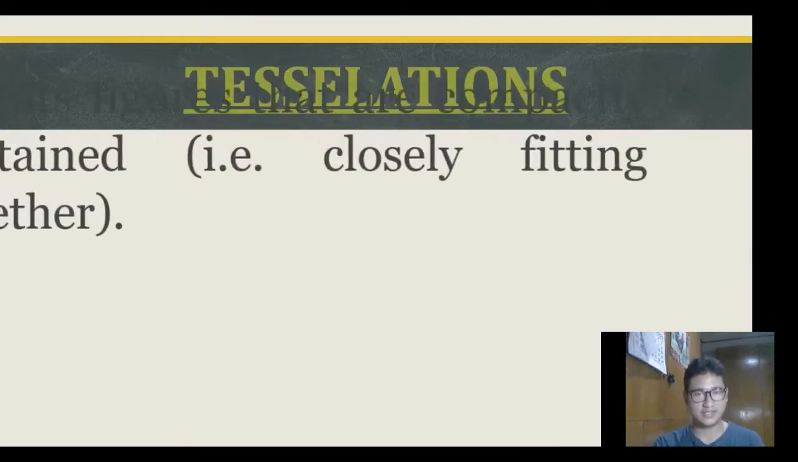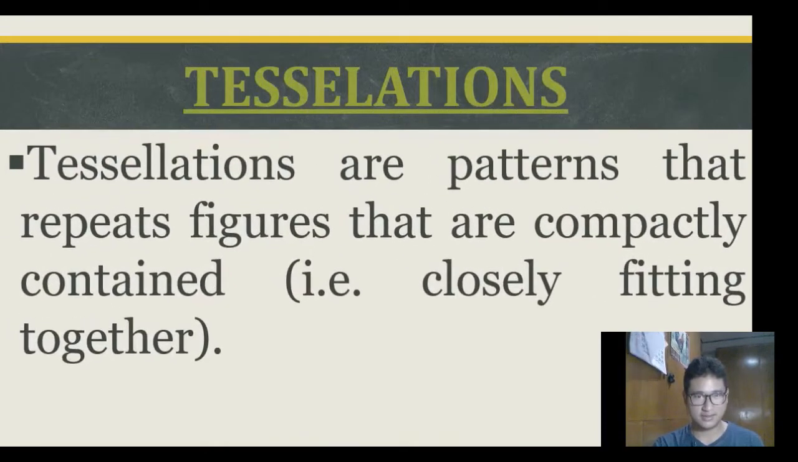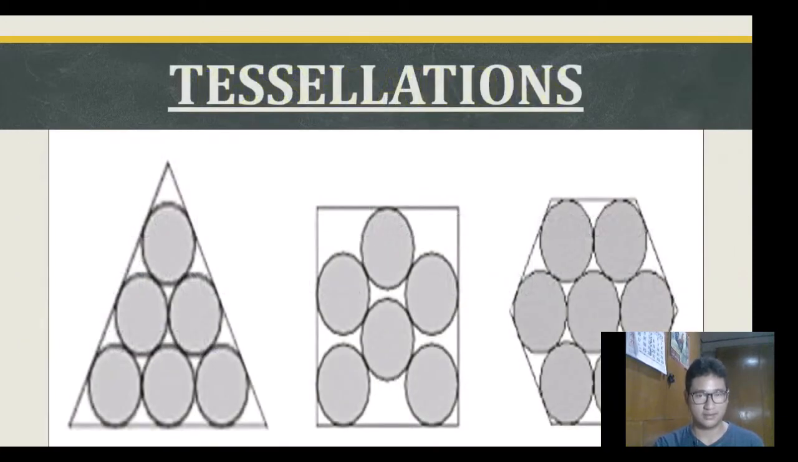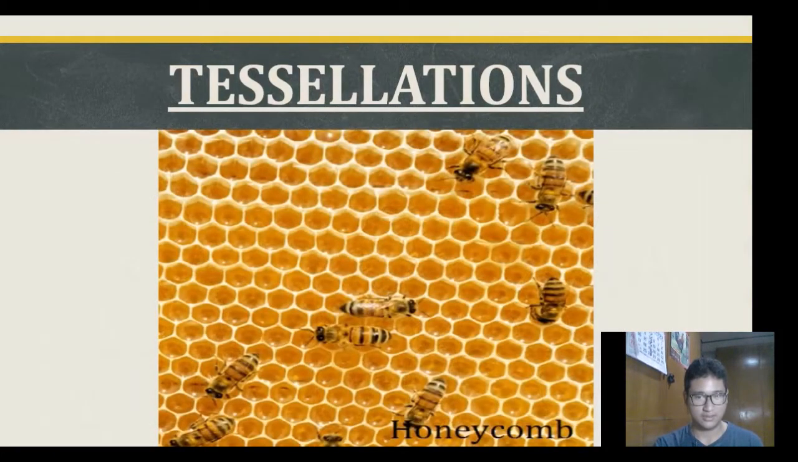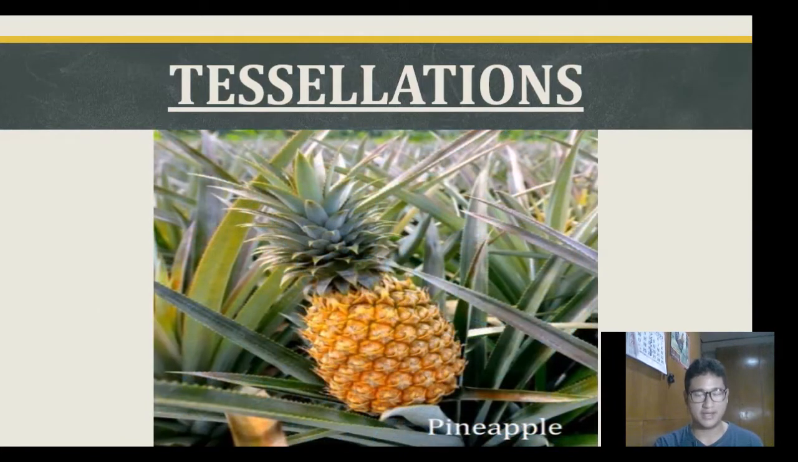Lastly, we have the tessellations. These are patterns that repeat figures that are compactly contained, that is, they are closely fitted together. Here are some examples of tessellations. These are what you call the polygonal packing. We also have the honeycomb and the pineapple.